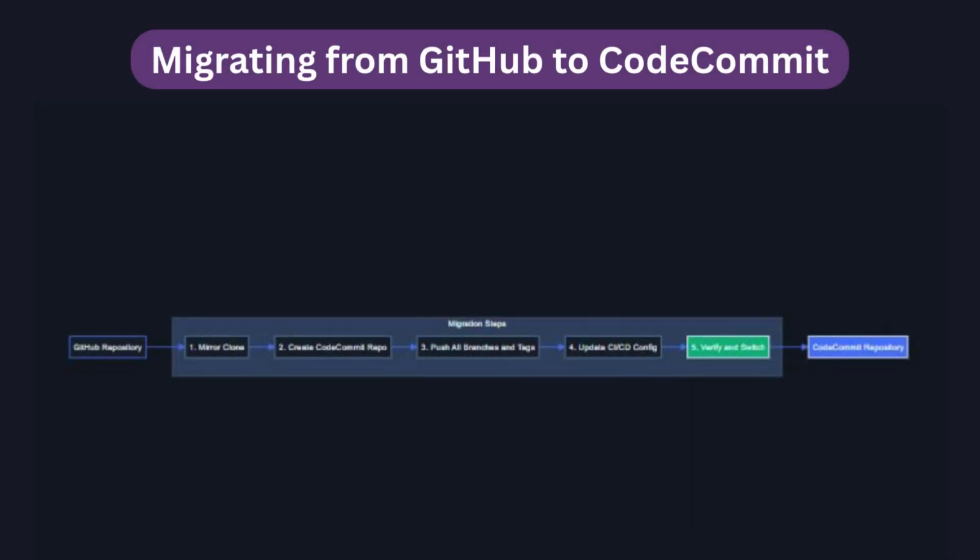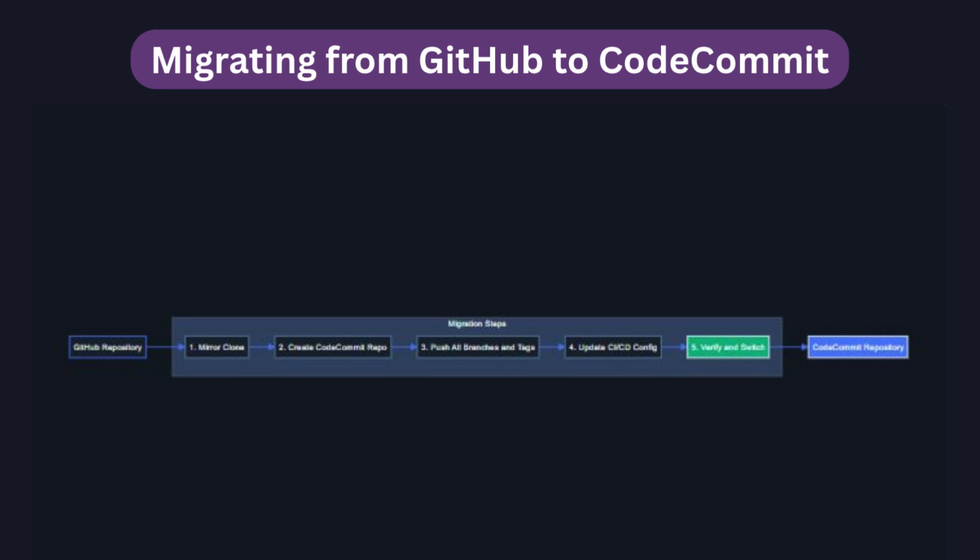Migrating from GitHub to CodeCommit. Migration from GitHub to CodeCommit does not require code changes. The process involves creating a mirror clone of the existing repository to preserve history, branches, and tags. Then, a new CodeCommit repository is created, and the mirror is pushed to it. After that, remote URLs in local repositories and CI/CD pipelines are updated. The migration process is simple and typically completes quickly.